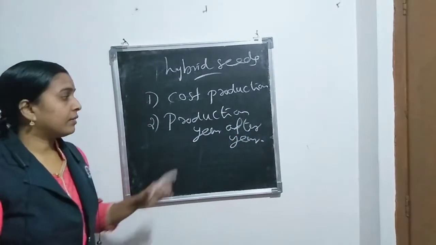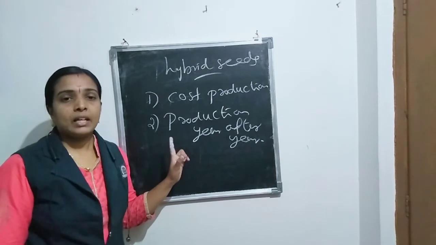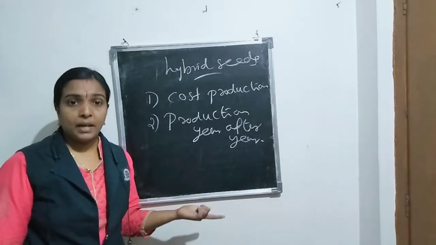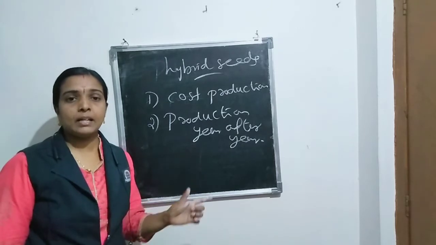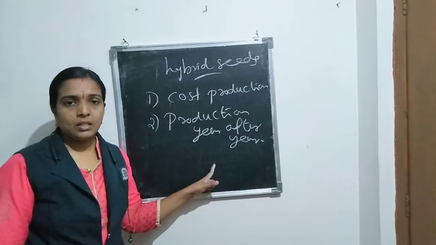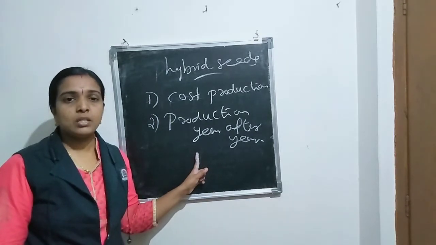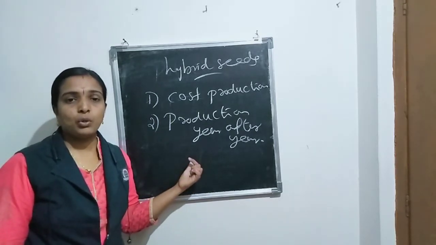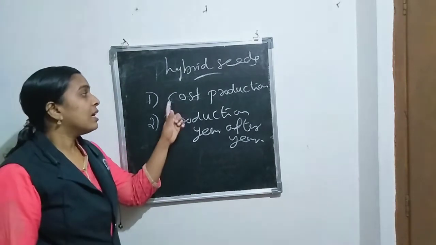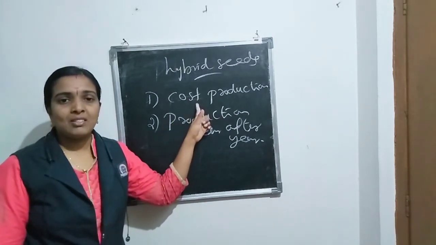Year after year, otherwise it will show segregation of the characters. They do not maintain characteristics. So we need to produce it year after year. Every year we need to produce it, otherwise it will show segregation of the character. They do not maintain characteristics, and also cost of production is too expensive.